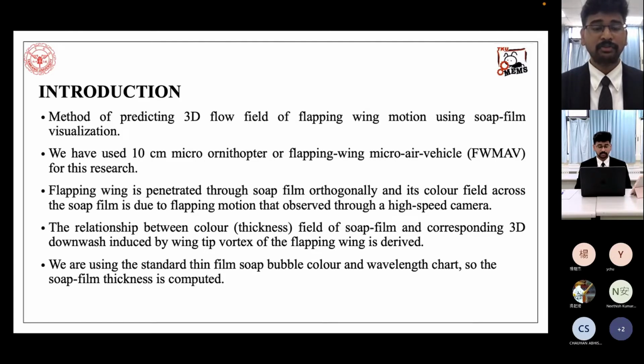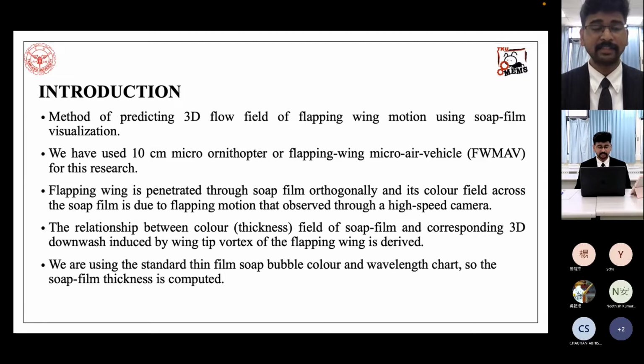The flapping wing penetrates the soap film orthogonally, and the color field across the soap film, due to the flapping motion, is observed through the high-speed camera. In this, we find the relation between the color thickness field of the soap film and the corresponding 3D downwash induced by the wing tip vortices of the flapping wing. We use the standard thin film soap bubble colors and wavelength charts so that the soap film thickness is computed.